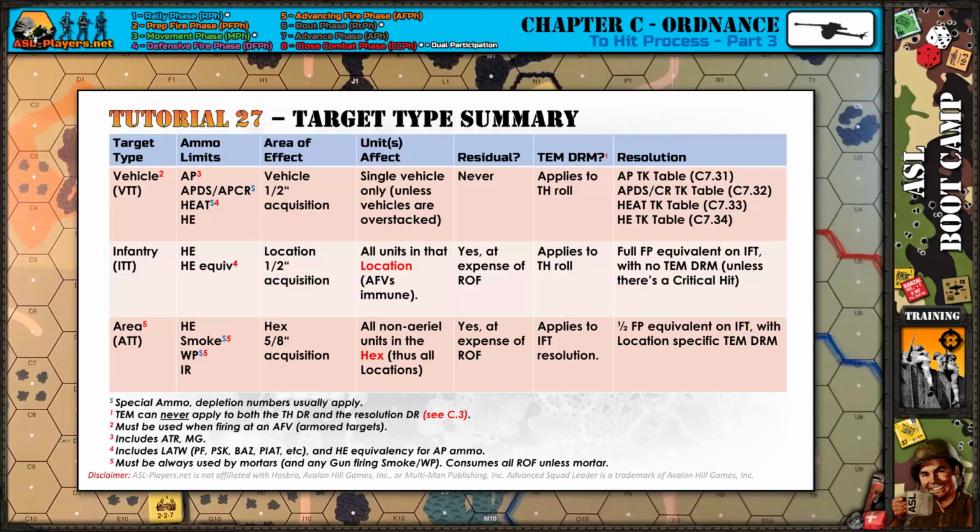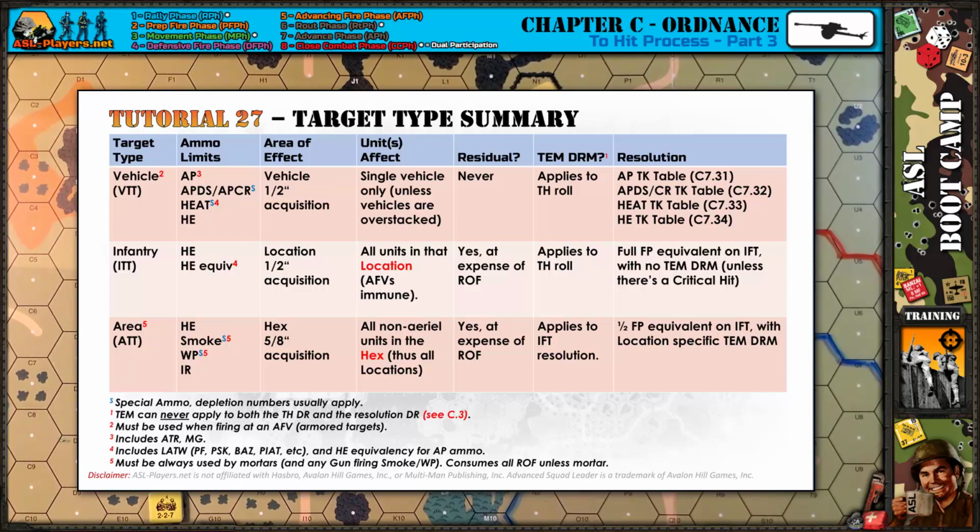So if you get a critical hit on a unit in a stone building, it's going to be double the firepower, -3 on the resolution. Okay. Now area target type is the last one, and it must be used when firing mortars, and you can choose to use it when firing guns or vehicle guns, firing HE.